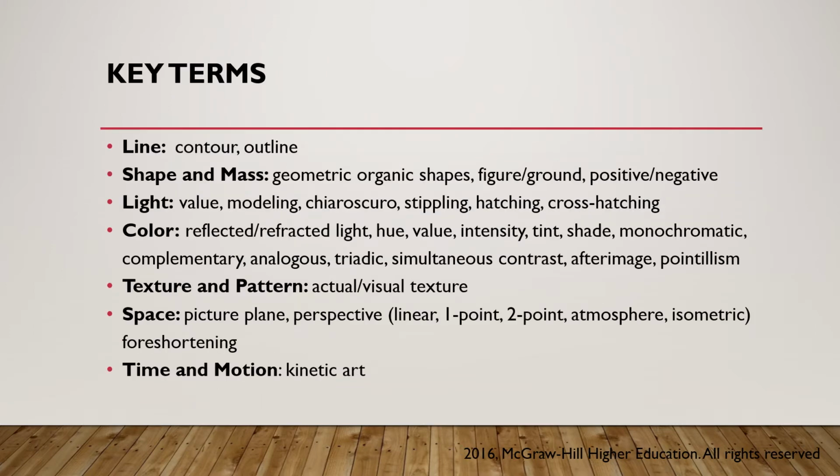All right, here are the 8 or the 7 categories of visual elements. A couple of these I'm a little torn between about how they're used, because I think there's a couple of them that probably should be a principle rather than an element, but we'll get to that in a minute. So we have line, we have shape and mass, we have light, color, texture and pattern, we have space, and we have time and motion.